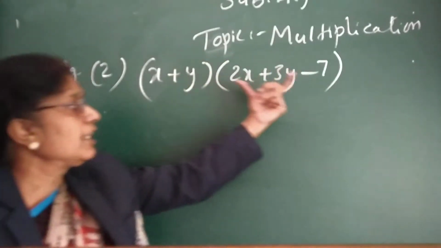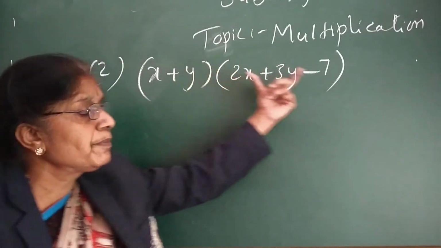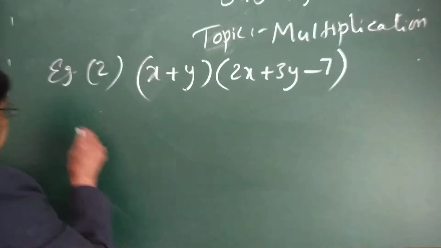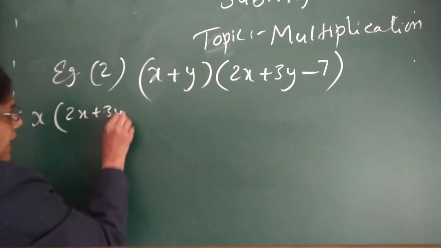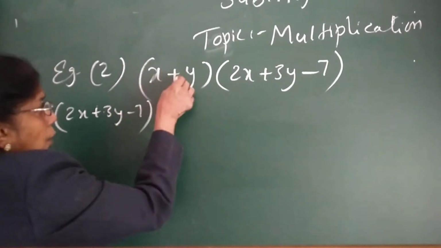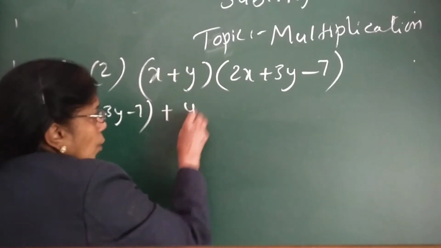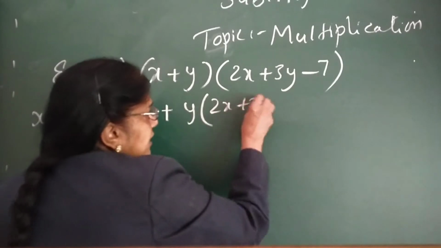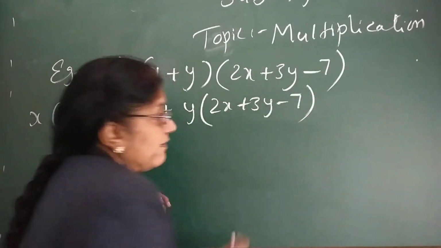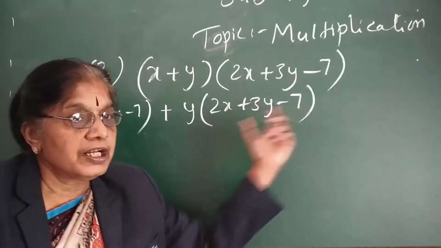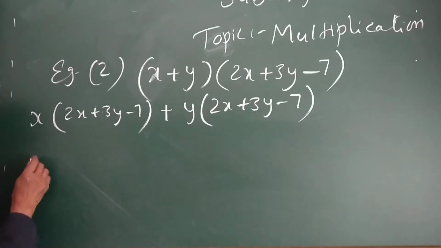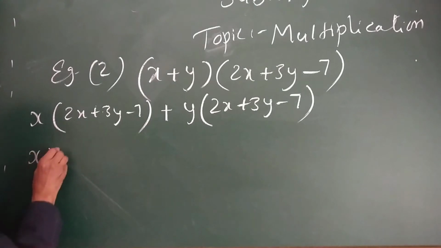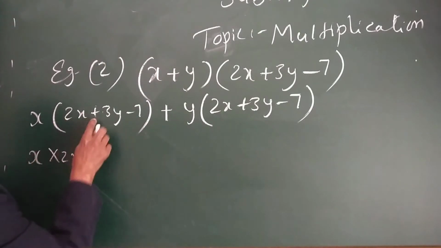x should be distributed with the trinomial and y also should be distributed with the trinomial. So what shall we do? x in the bracket 2x plus 3y minus 7. What sign is there? Plus. y in the bracket 2x plus 3y minus 7. So this is what we call distributive property. Now we have to remove the brackets. So what shall we do? x into 2x, correct. What sign is there?